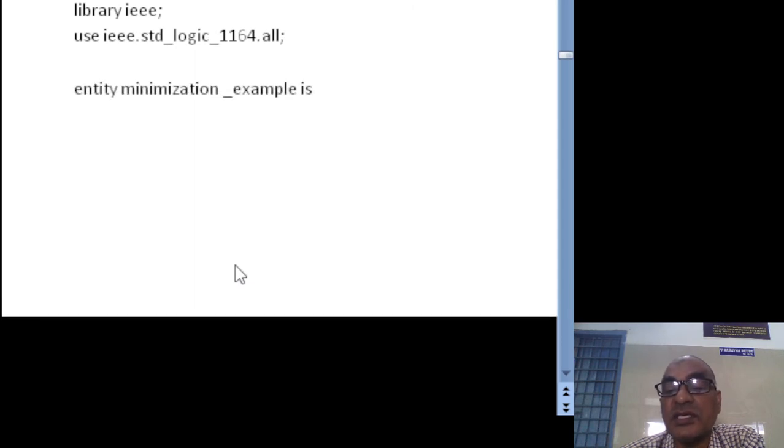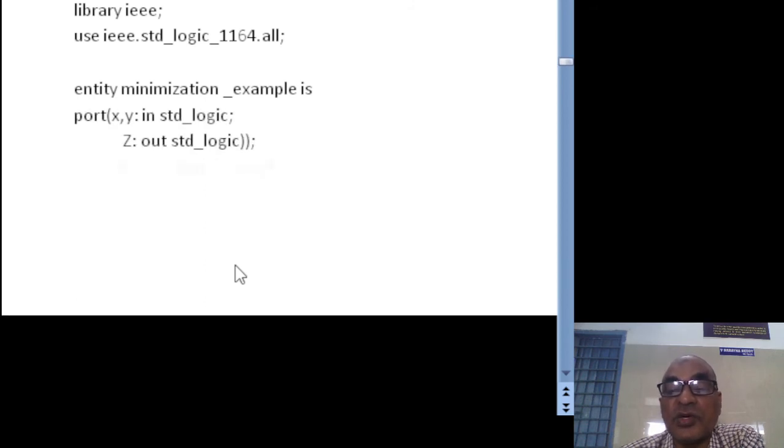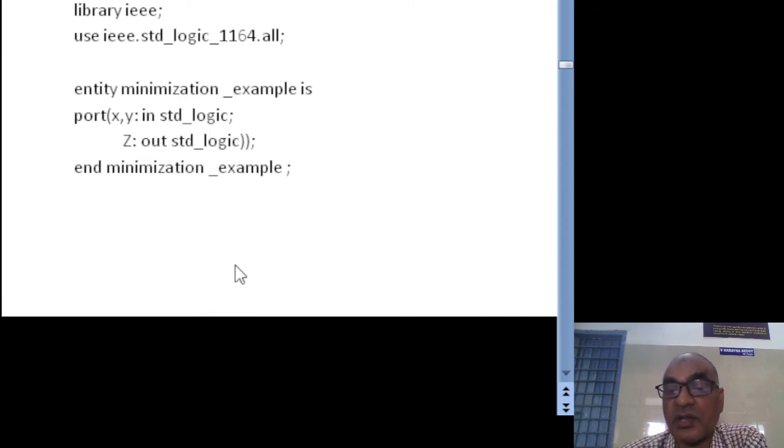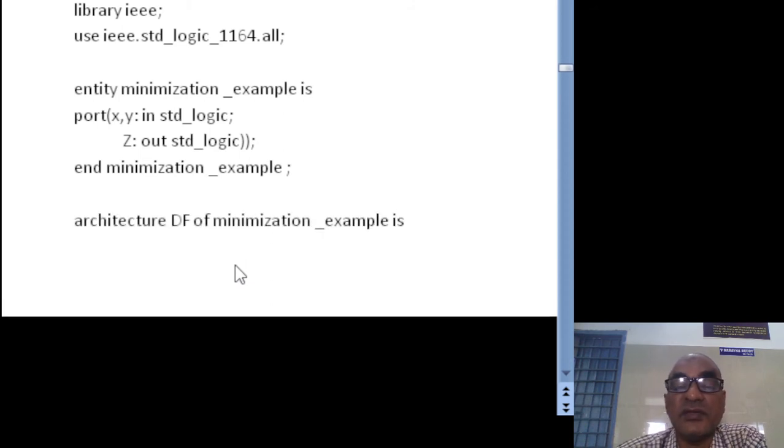Now let's see the minimization example using VHDL coding for the above network. First I am going to write the entity for the above network. In the programming part, first you have to write library IEEE, followed by opening one package from that library, that is, the statement use IEEE.std_logic_1164.all.